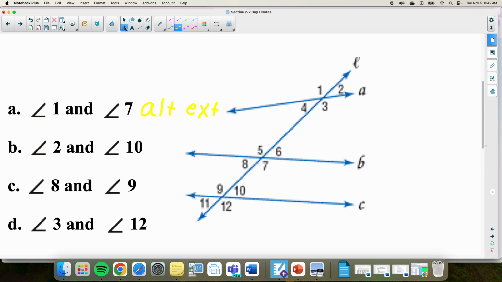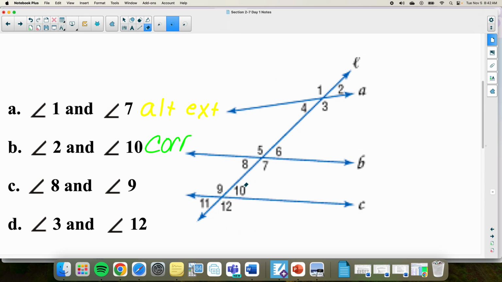Okay, so the next one is 2 and 10. So here's 2, here's 10. Cover up the middle. Does that help? They are corresponding. I think corresponding is the one that's hardest to see. But if you try to cover this up, notice 2 is outside of the 2 lines and 10 is inside. So then think corresponding. 2 is to the right and above, 10 is to the right and above. So this would just be CORR, okay?